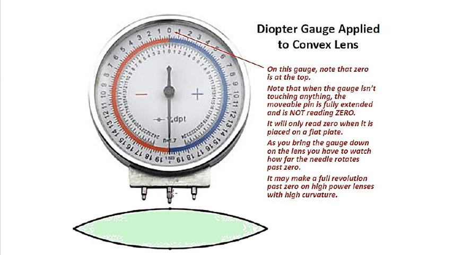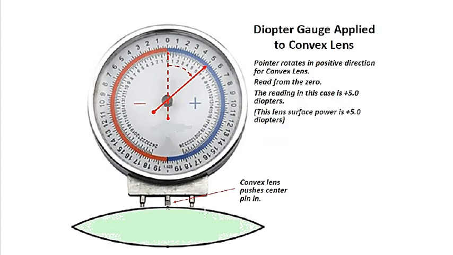We are about to put the diopter gauge onto the convex lens in this picture. As you bring the gauge down on the lens, you have to watch how far the needle rotates past that zero. That's what we're reading. It may make a full revolution past zero on higher power lenses with high curvature. Meaning, if you're measuring a very high power lens, it's going to go past that zero and all the way around. So that's what it's talking about.